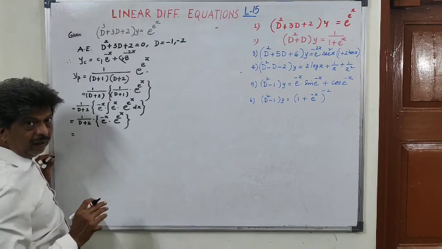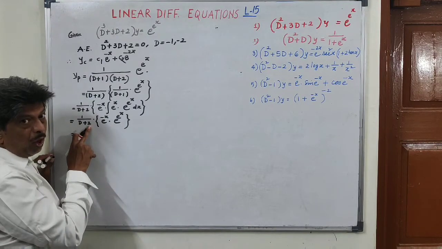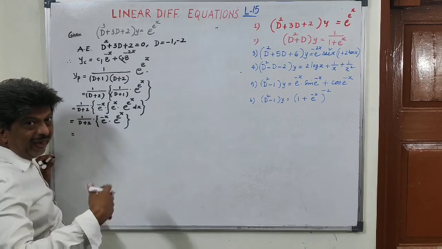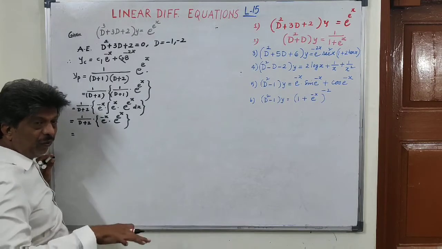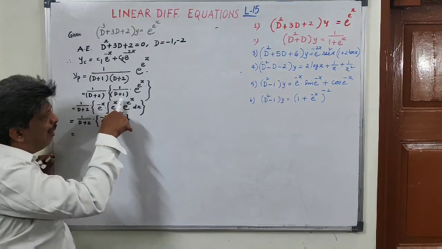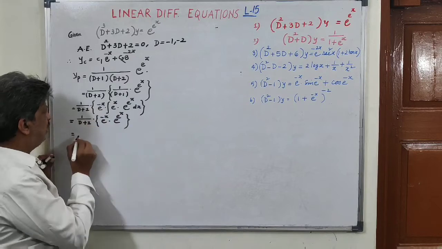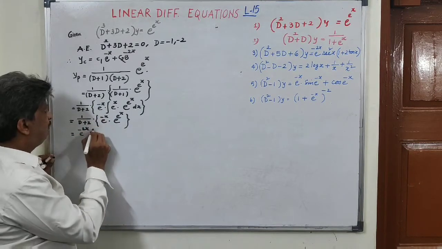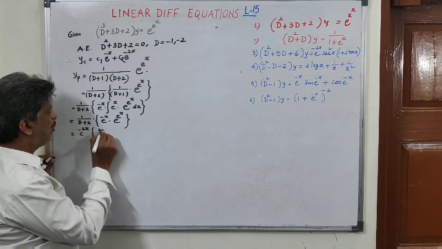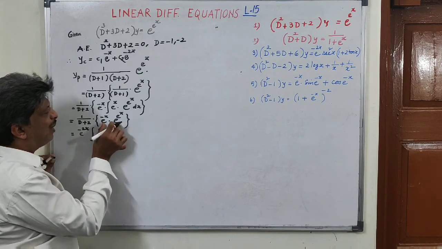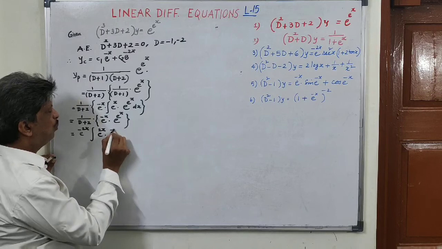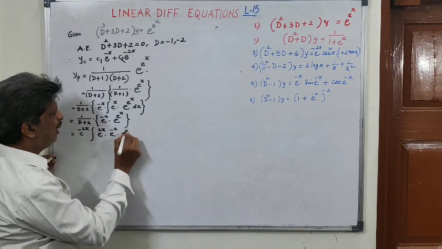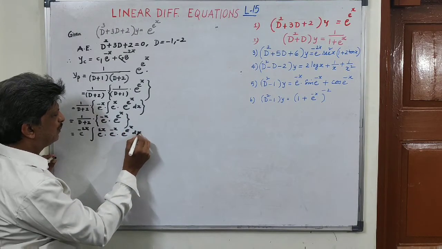Further, here m is equal to 2 now. Once again I am repeatedly using the same formula a second time. Earlier m was 1, now m is 2. So it is e raised to power minus 2x into the integral of e raised to power plus 2x into capital F of x, that is e raised to power minus x into e raised to power x.